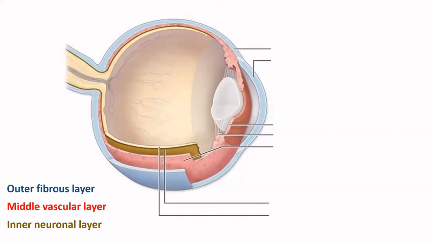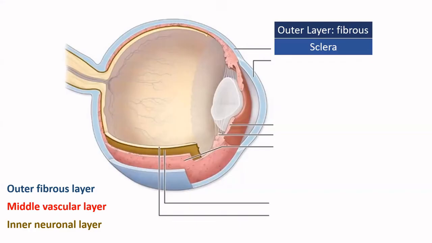When talking about the outer layer or the fibrous layer, there are two parts. There is the sclera, which is located along most of the eyeball and is opaque. But we also have an anterior part located in front of the iris and the eye lens, and this is called the cornea, and the cornea is transparent.